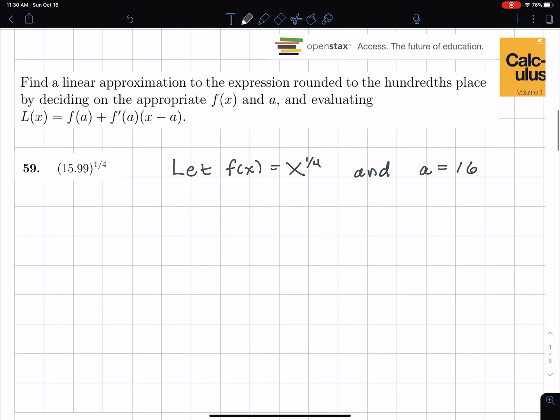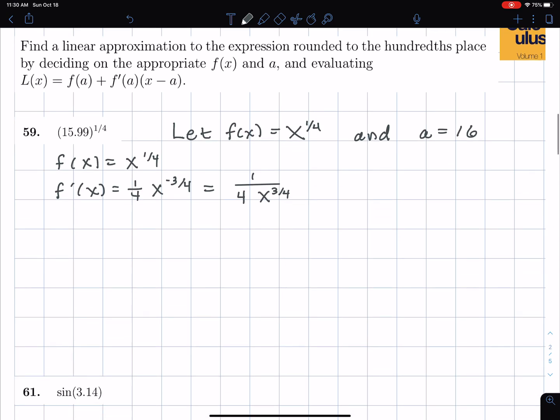So to use this formula, I also need to find the derivative. So I'll do that using the power rule. And I could see possibly an issue of trying to understand how to evaluate f prime of 16, so we'll talk about that. Okay, so let's see. f of 16, which is f of a, is 16 to the 1/4 power.